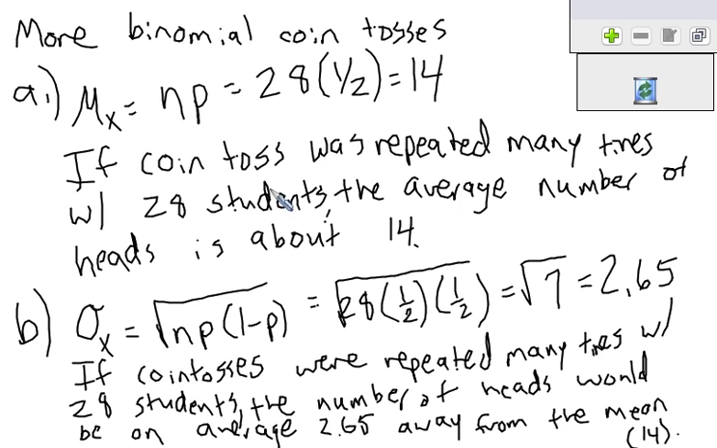Okay, so again, mean is the average number, the expected number you would expect to have that many heads. It's just like expected value. And standard deviation is, if you did it many times, that is on average how far away you would be from the mean. So if you did it many times, your amount of heads would be on average 2.65, either less or more than the mean. So that is that page.